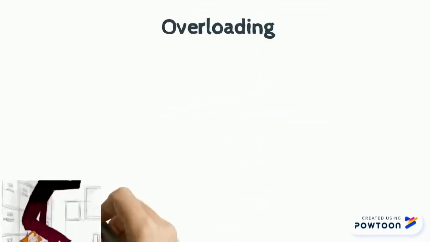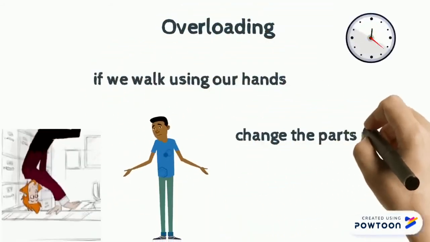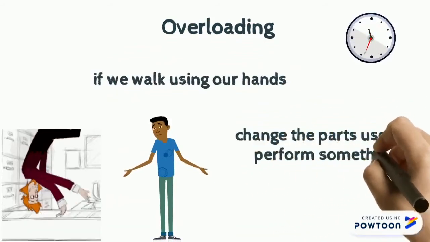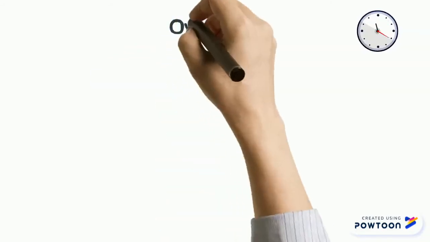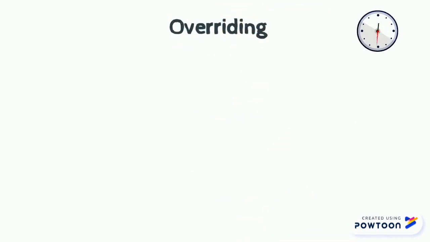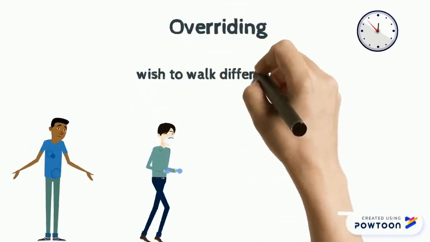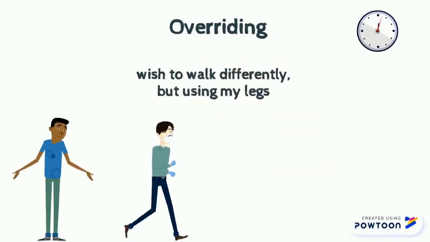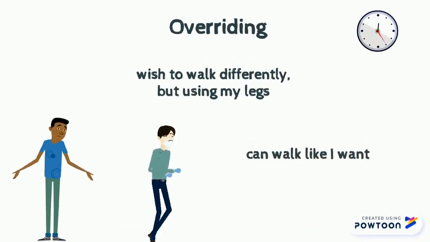Overloading. If we walk using our hands and not legs, here we will change the parts used to perform something. Hence, this is called overloading. Overriding. And if there is a defined way of walking, but I wish to walk differently, but using my legs like everyone else, then I can walk like I want. This will be called overriding.